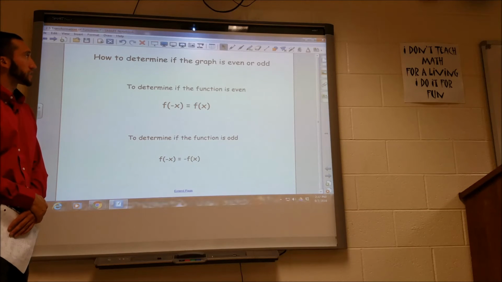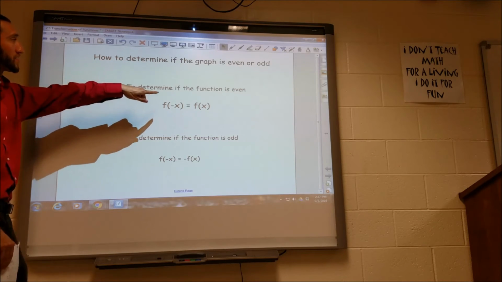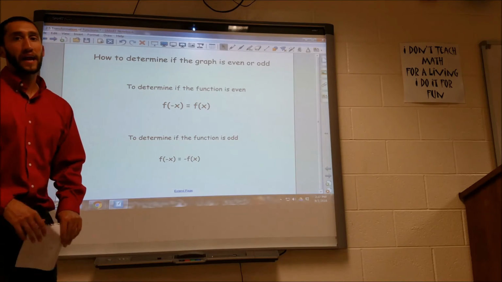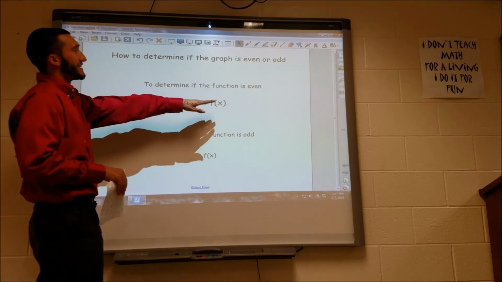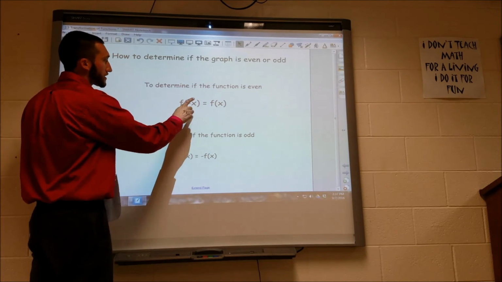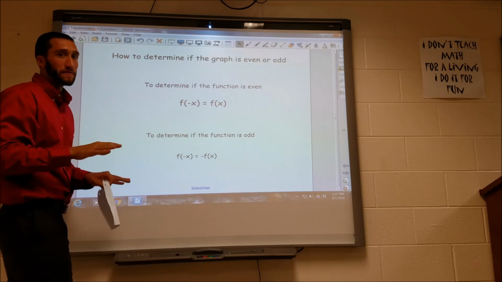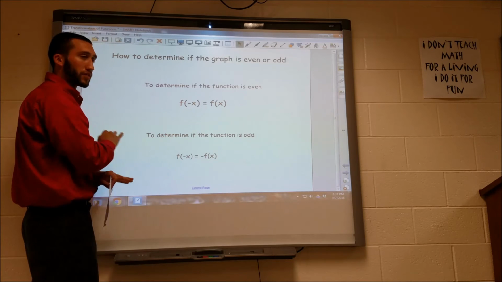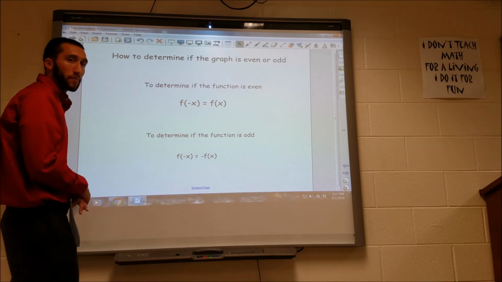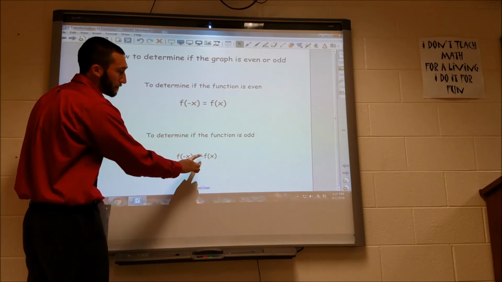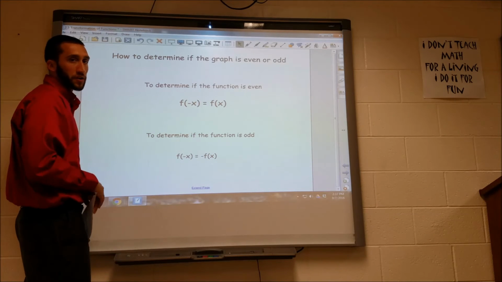And the second part of our section determines if a graph is even or odd. So to determine if the function is even, I plug in a negative x wherever I see an x. And if my function looks exactly like it did originally, it's even. So if it didn't change any of the signs, if it looks exactly the same, it's even. To determine if the function is odd, I do the same, I plug in a negative x. But if it is the negative of my function, so if all of the signs have changed, then it is odd. And here I'll show you a couple examples.